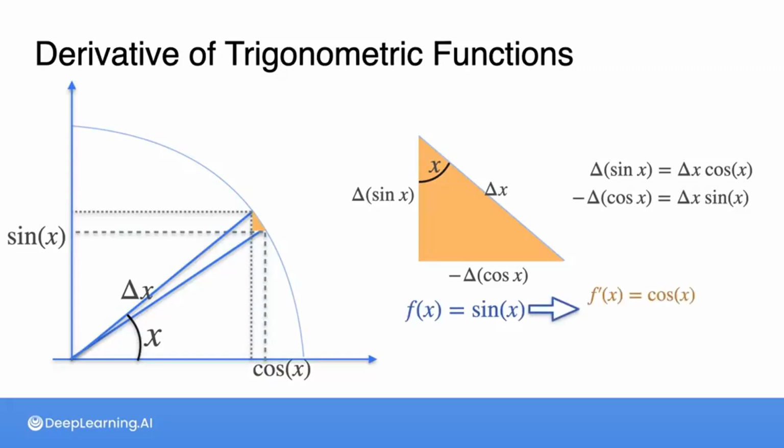Also, delta sine x divided by delta x goes to the derivative of sine x, and delta cos x divided by delta x is the derivative of cosine of x. And this actually confirms the intuition you built before. So sine prime of x is cos x, and cos prime of x is negative sine x.